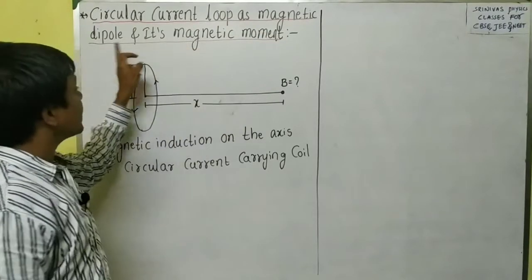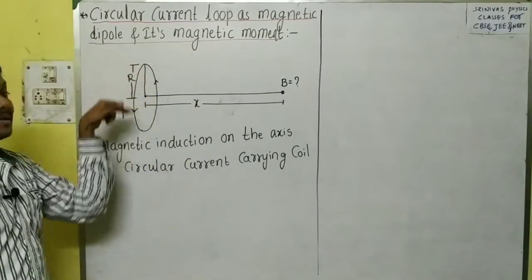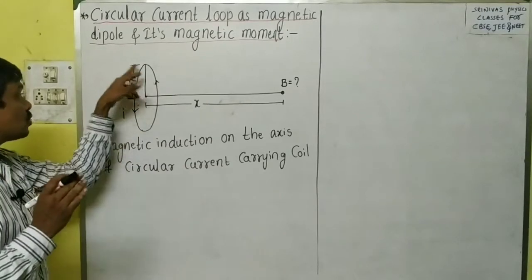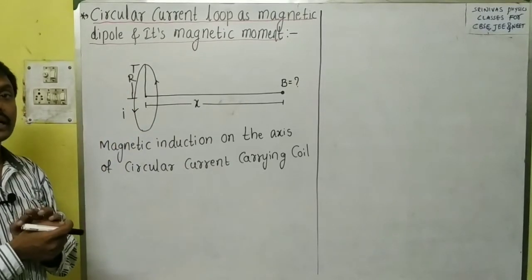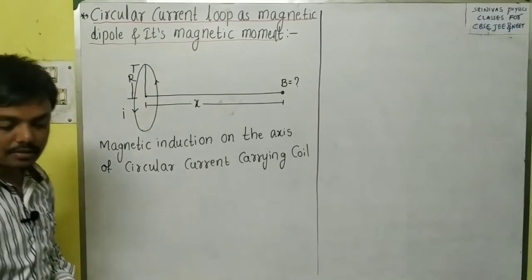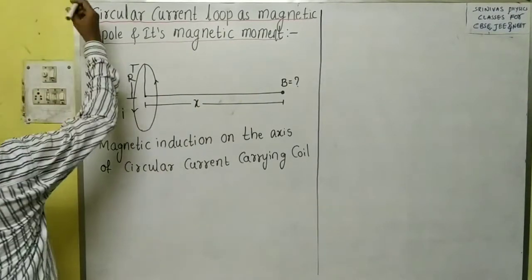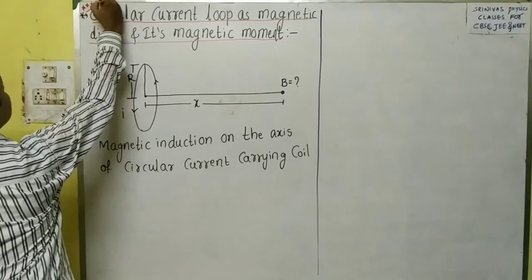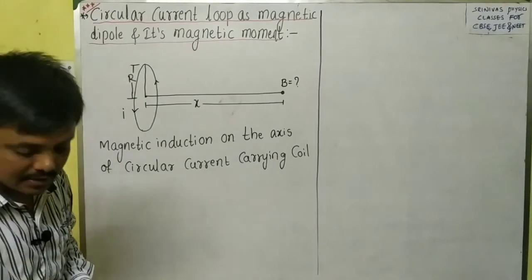This will act as a magnet, and if the current loop acts as a magnet, it should have some magnetic moment. That magnetic moment formula I am also going to derive. This is a very important topic. Now let us see.